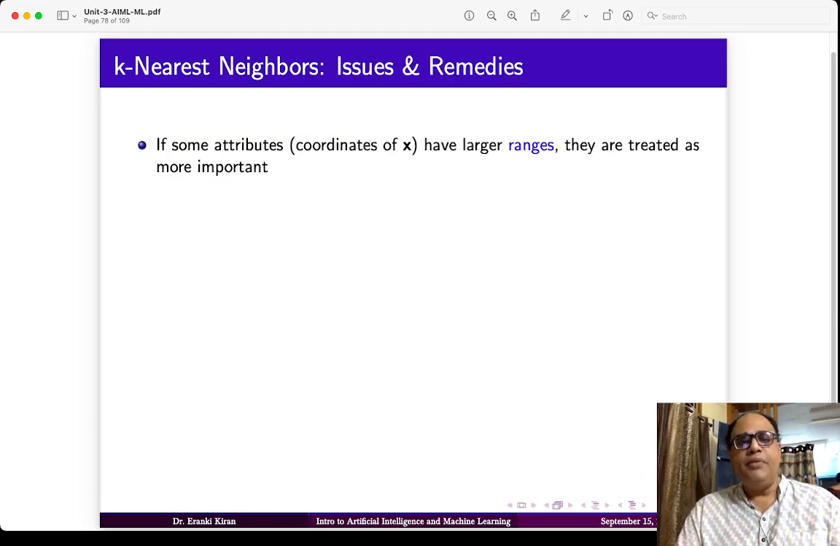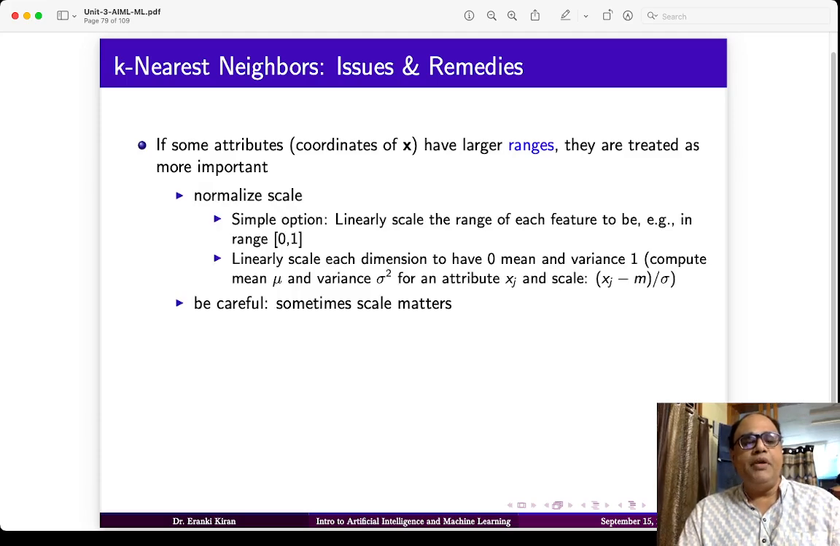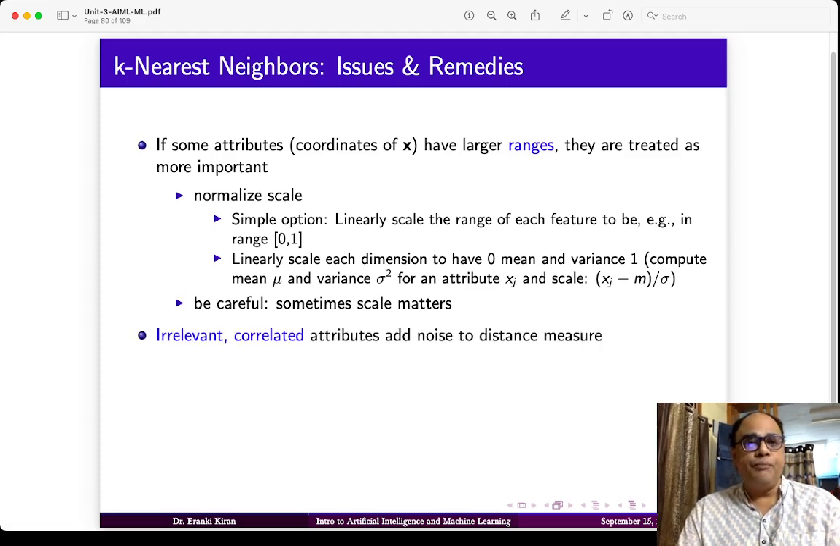For some attributes, the coordinates of x have larger ranges, so they can be treated as more important. One way to handle that is to normalize the scale, so that the range of each feature is between 0 and 1. With linear scaling, the dimensions can have 0 mean and variance 1. So the mean and variance of an attribute can be used to scale the data points.